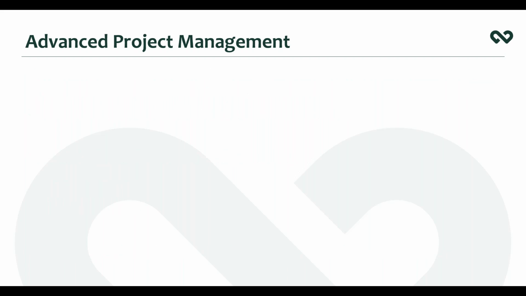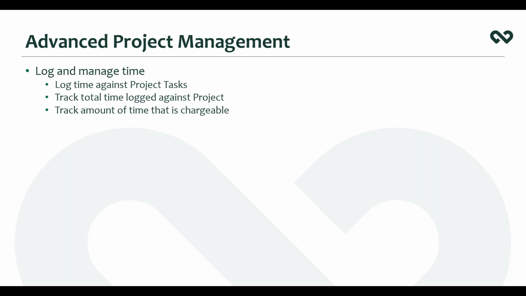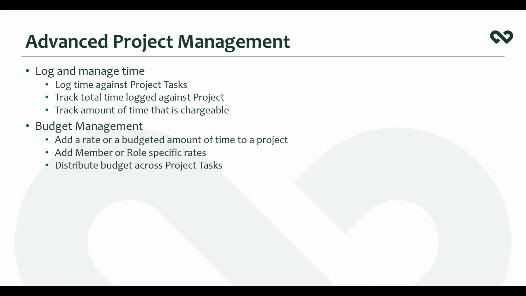So what's included in advanced project management? That's the ability to log and manage time against those project tasks, to track all of that total time that you've logged against those projects and control whether it's chargeable or not. That's managing budget against projects, so tracking a rate specific to a member, specific to the project, or maybe a number of days that you've got for your project. And also being able to allocate any budget across those project tasks to help manage the team and how much time they're spending on each one.